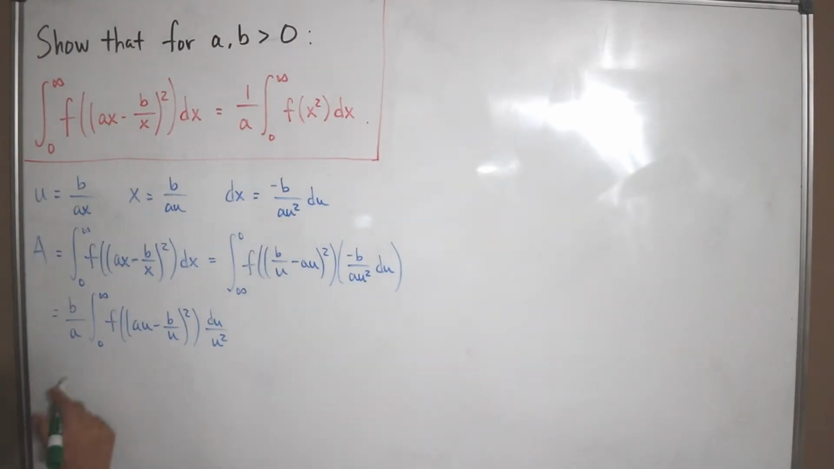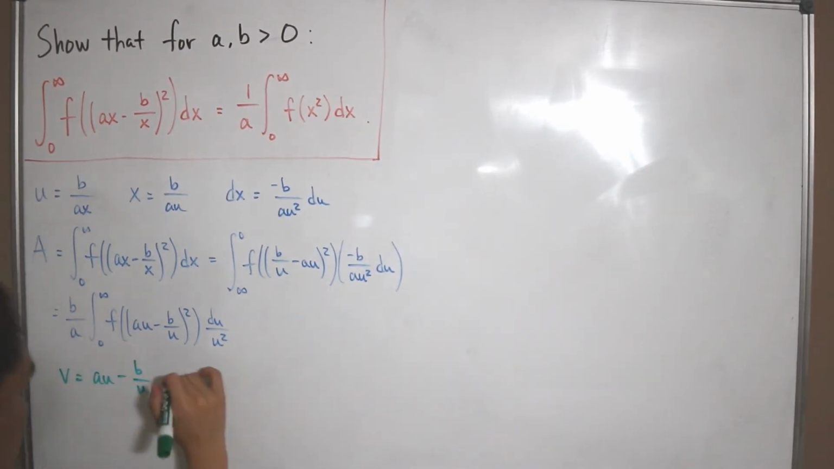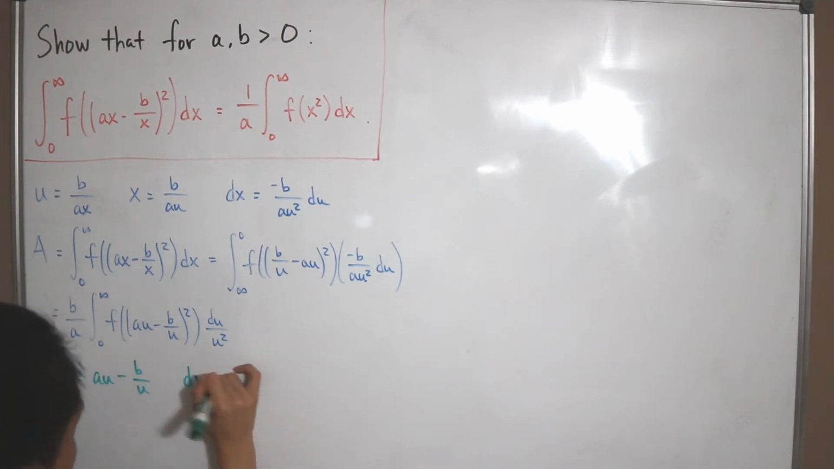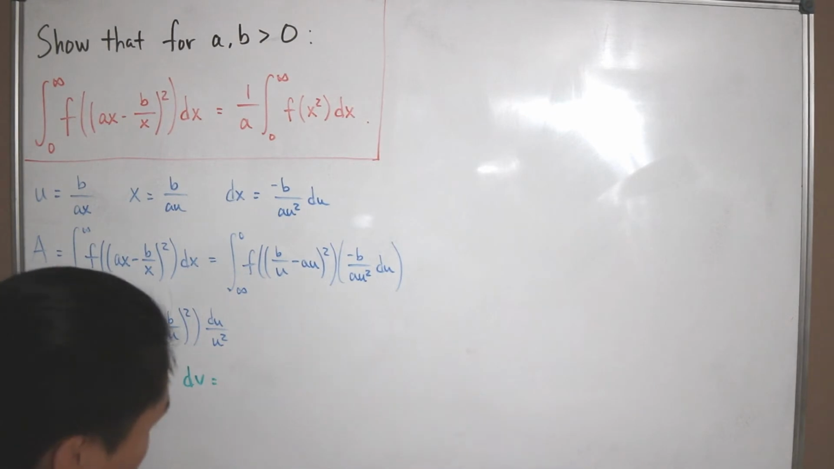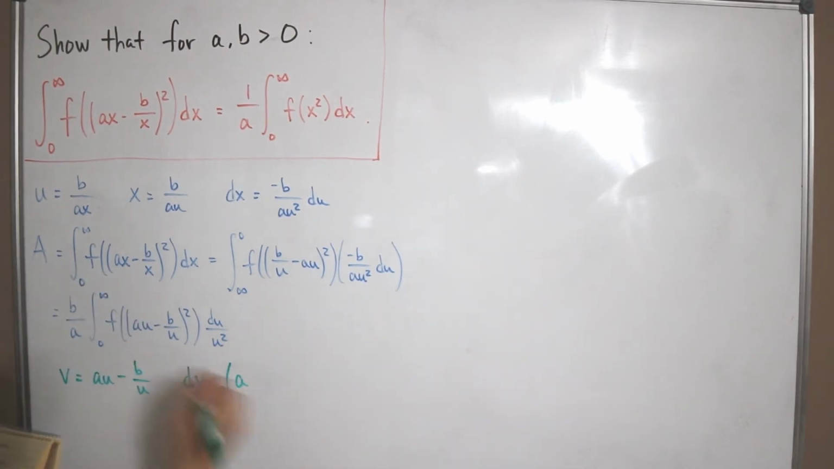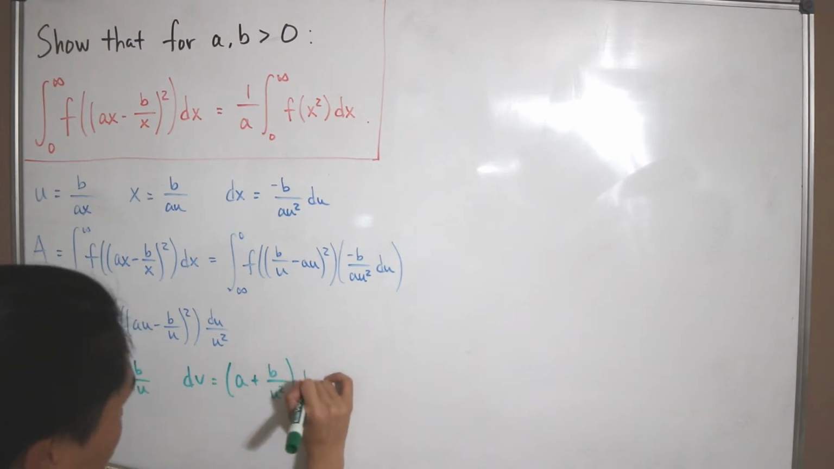We let v equal a times u, and then subtract b divided by u. If we differentiate both sides, we're going to have that dv is going to equal a. Let me put parentheses just to distinguish this. And now I'll change that to a positive. So a plus b divided by u squared, multiplied by du.